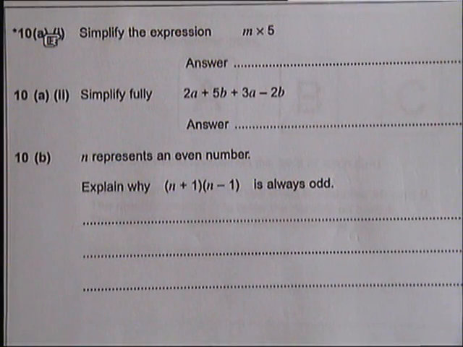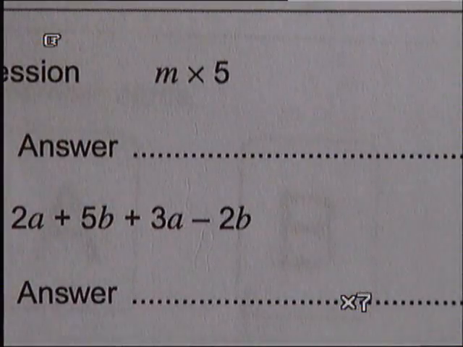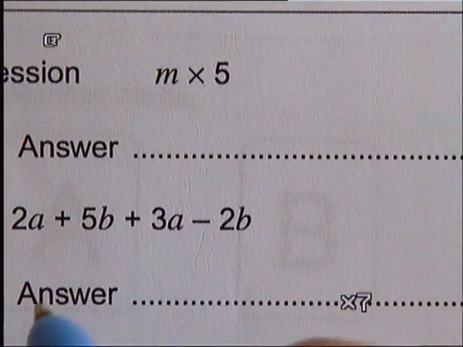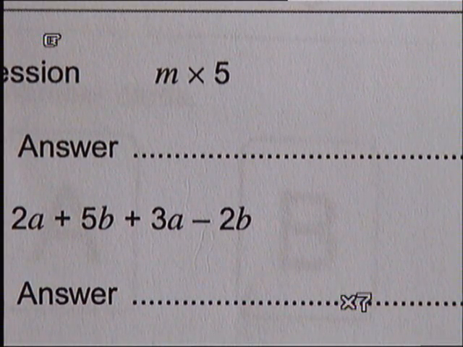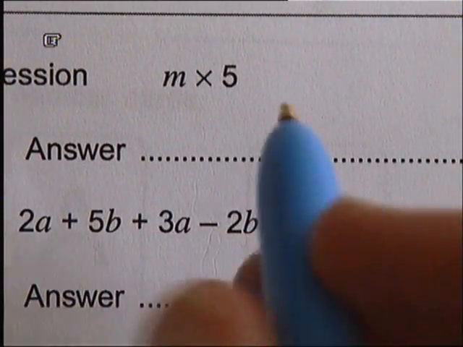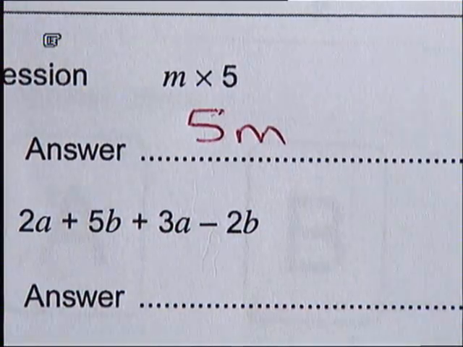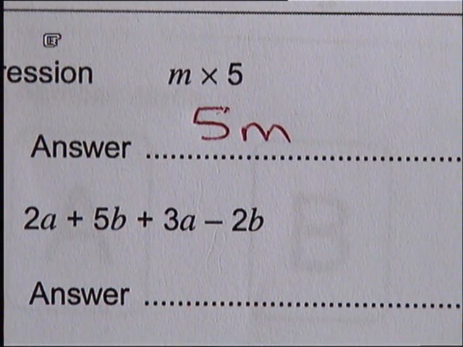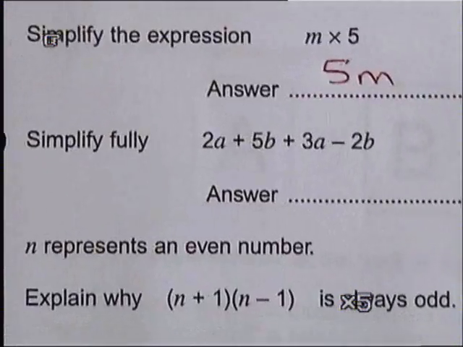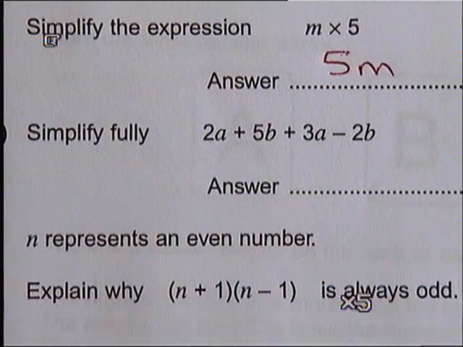It says here we're going to simplify the expression m times by 5. So you want it written down as simply as possible, and in maths that means using almost as little ink as you can. M times by 5, we would normally write that down as 5m, and that's what they're looking for in that question. The next one, it says simplify fully this.